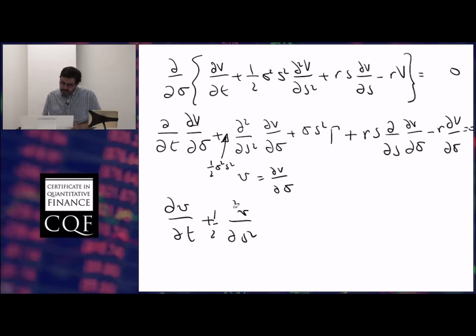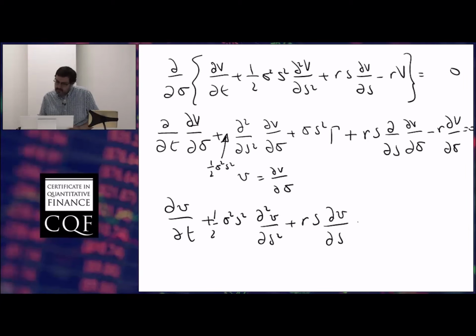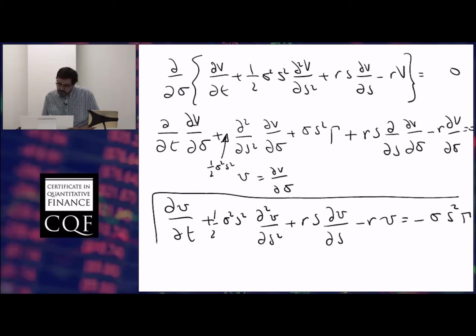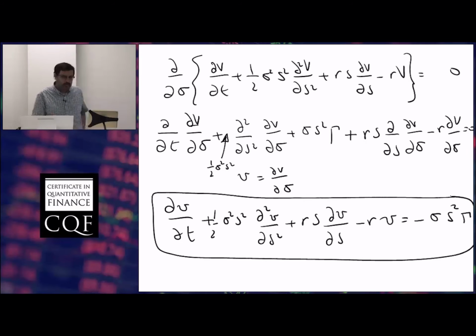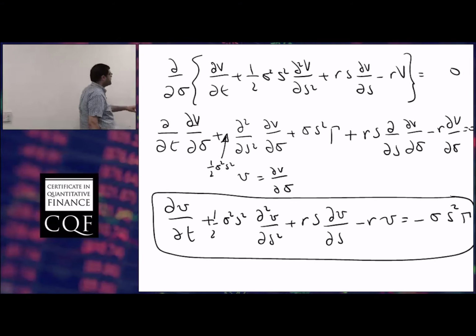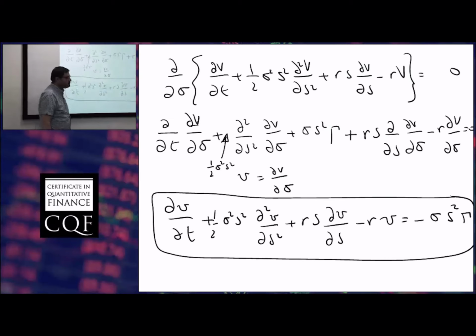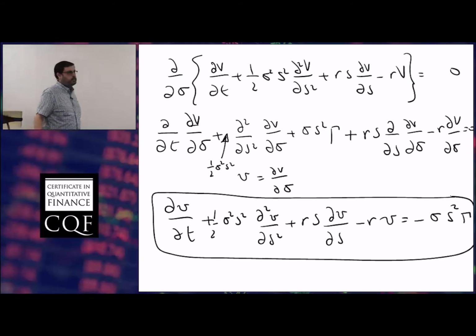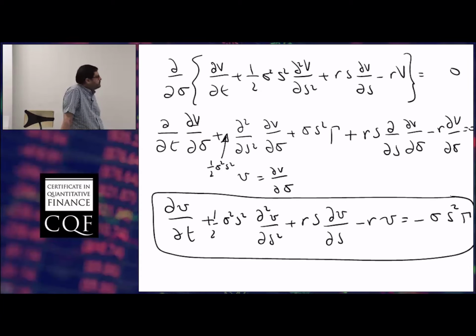I think we should make some space here. A half sigma squared S squared d squared Vega dS squared plus rS d Vega by dS minus r Vega is equal to minus sigma S squared gamma. There's the resulting partial differential equation for the Vega term, rather than solving the Black-Scholes equation first and then trying to obtain Vega from that.